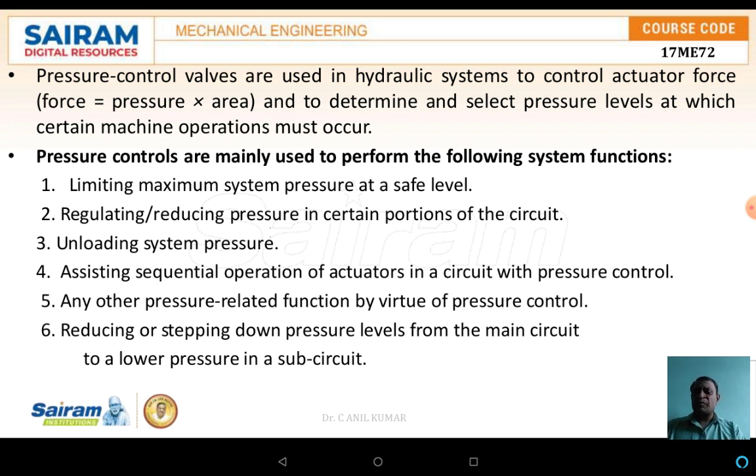The pressure control valves are mainly used to perform the following system functions. The first one is limiting the maximum system pressure to a safe level. The second one is regulating and reducing the pressure in certain portions of the circuits. The third one is unloading or releasing the system pressure. The fourth one is assisting a sequential operation of the actuators in a circuit with pressure control. The fifth one is any other pressure related functions by virtue of pressure control. The sixth one is reducing or stepping down the pressure levels from the main circuit to lower the pressure in the sub circuits.